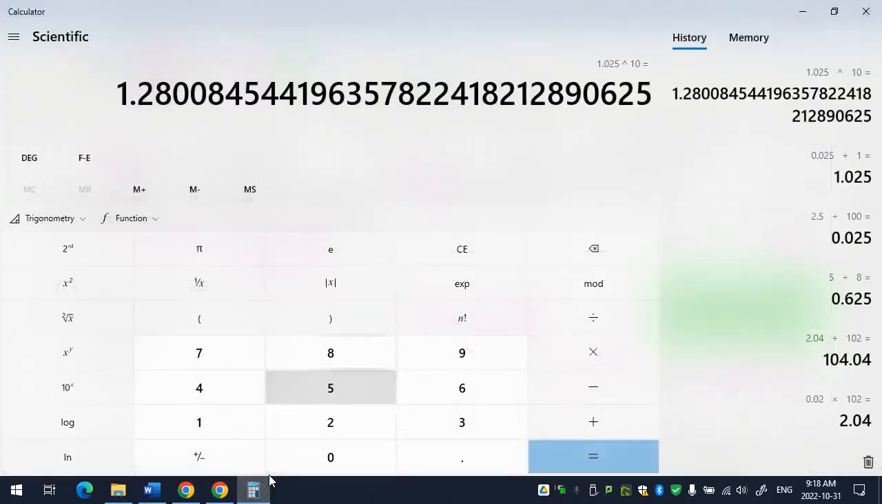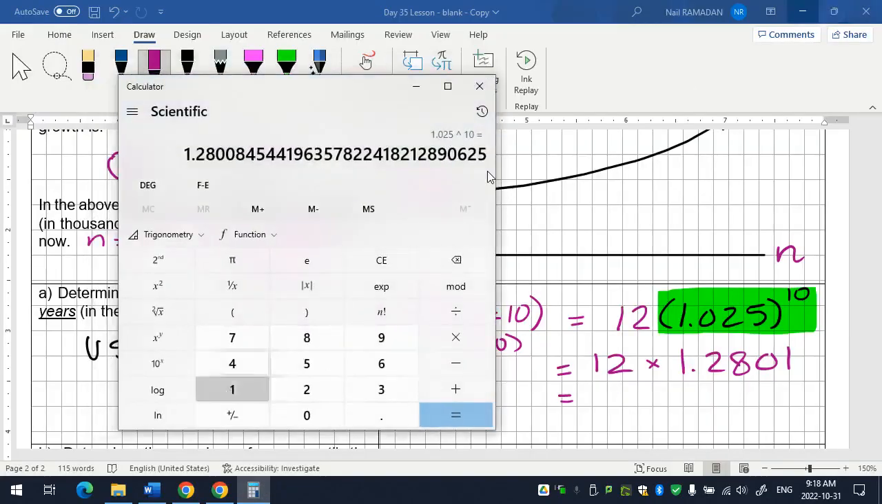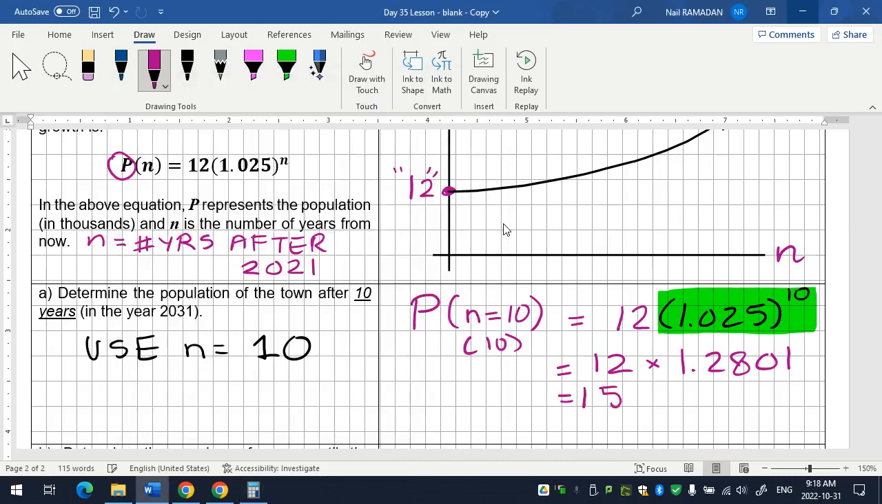Okay. How much is that? 12 times 1.2801. 15 point what? 15.361212. Okay, hold on. Is this the number of people in the town? First of all, Haley, if you're growing, can you go from 12,000 people to 15 people? First of all, that doesn't make sense. What also doesn't make sense about that number?